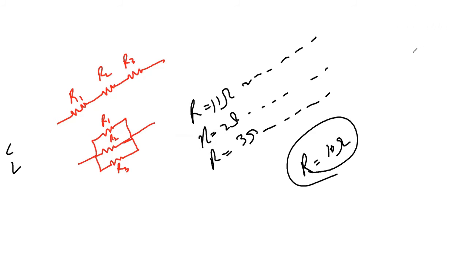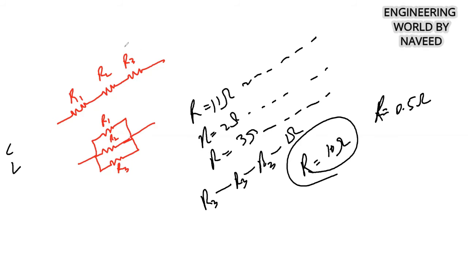Will you connect it in series or parallel? Series. Yes, you will connect it in series. So you will take this resistor R3, that is 6, plus R3, and you will take a 1 ohm resistor, and connect that in series. Okay, good. Now if your requirement is 0.5 ohm, then what will you do? The resistors are 1 ohm, 2 ohm, 3 ohm.